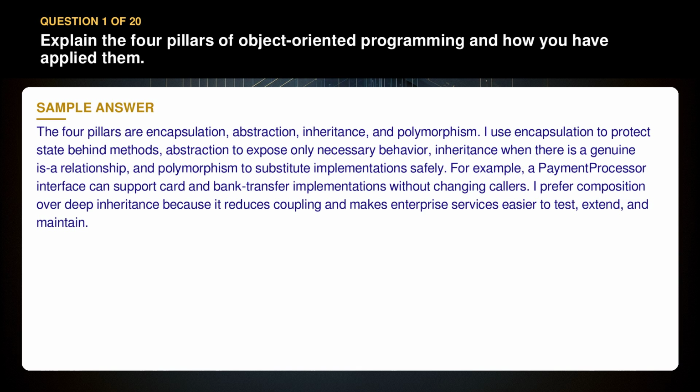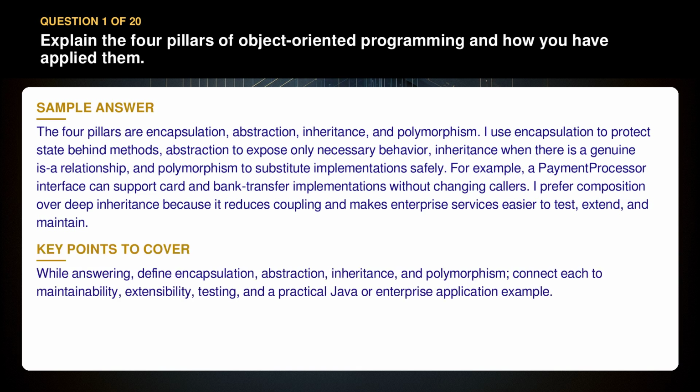For example, a payment processor interface can support card and bank transfer implementations without changing callers. I prefer composition over deep inheritance because it reduces coupling and makes enterprise services easier to test, extend, and maintain. While answering, define encapsulation, abstraction, inheritance, and polymorphism. Connect each to maintainability, extensibility, testing, and a practical Java or enterprise application example.